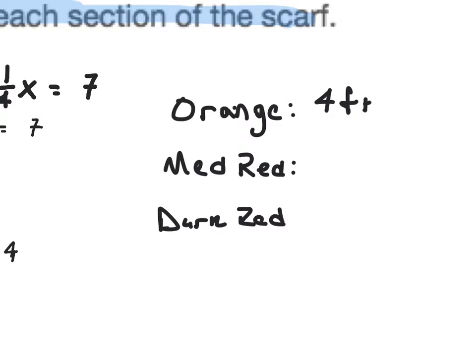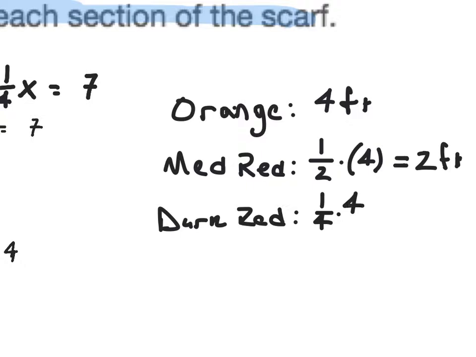My medium red section was 1/2 the length of my orange section. So 1/2 times x, which is 4, and 4 times 1/2 is just going to give me 2. So this is 2 feet. And then my dark red section is 1/4 times 4. Now 4 times 1/4 is just going to give me 1 foot. And this is my answer.